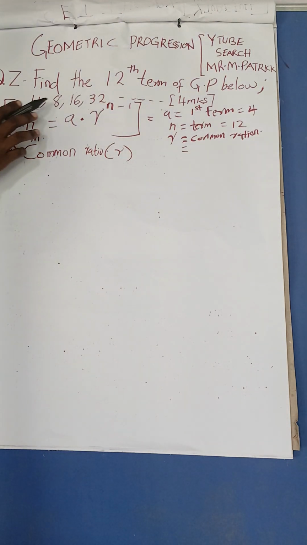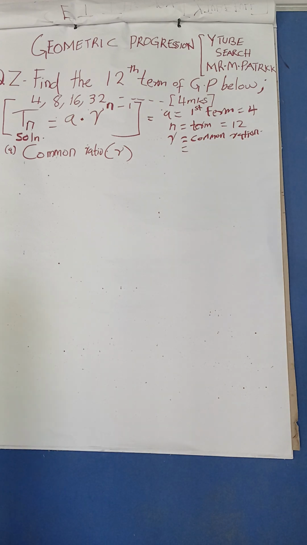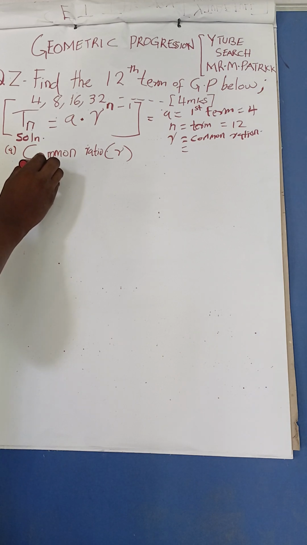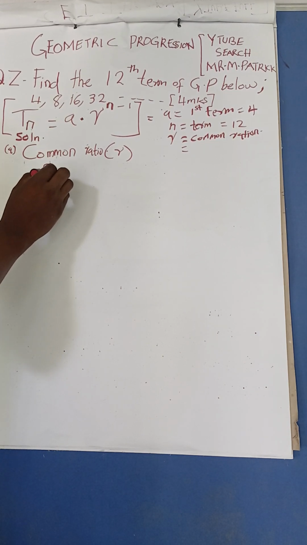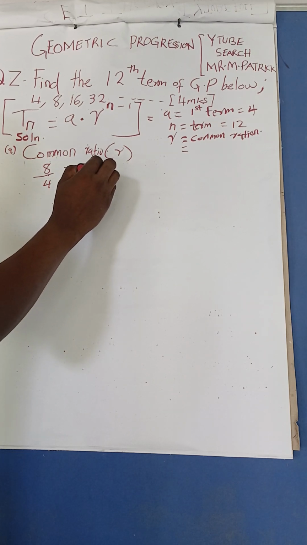We have 4 and this. So what you normally do to calculate the common ratio is very easy. You get the second term. The second term we have is 8. So the common ratio must be equal to the second term, 8, divided by the first term, which is 4.